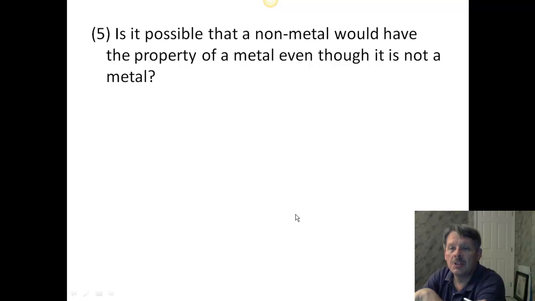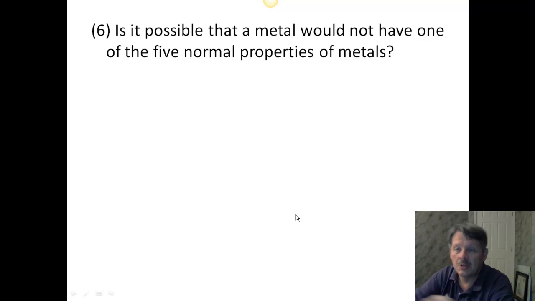Is it possible that a non-metal would have a property of a metal even though it's not a metal? Yes, it is. There are certain non-metals. An example would be a metalloid called silicon, which has a lot of the properties of metals, but it is not a metal. Is it possible that a metal would not have one of the 5 normal properties of metals? Sure. It's entirely possible that when you look at a particular individual metal, that it might not have the same properties of metals, or all those 5. They'll have most of them, but not all.